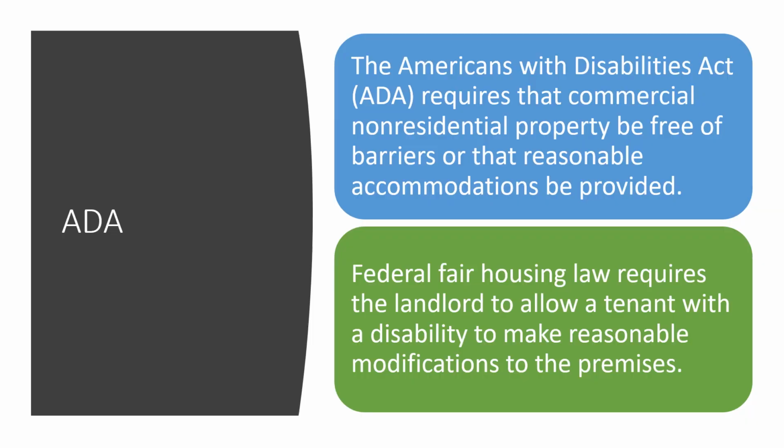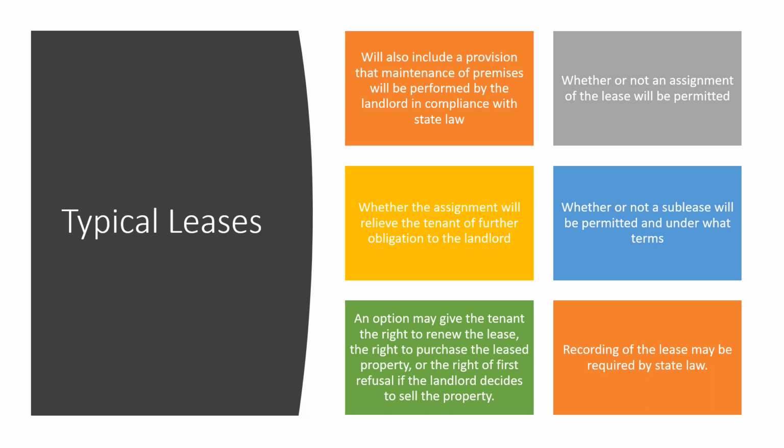The Americans with Disabilities Act requires that commercial non-residential property be free of barriers or that reasonable accommodations be provided. Federal fair housing law requires the landlord to allow a tenant with a disability to make reasonable modifications to the premises. Typically, leases will also include a provision that maintenance of the premises will be performed by the landlord in compliance with state law. Also, whether or not an assignment of the lease will be permitted.